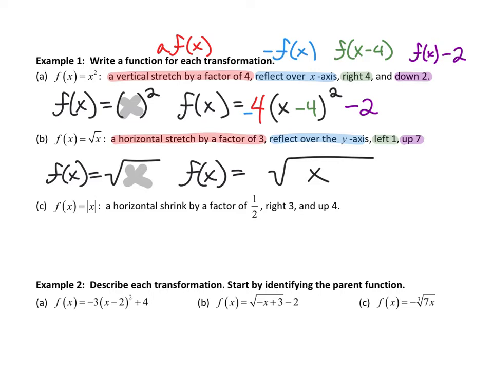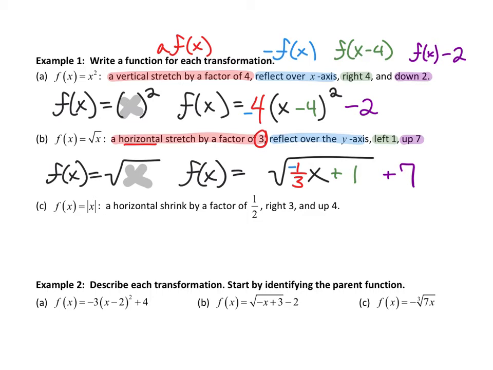Now, I want to horizontally stretch by a factor of 3. Remember, this is the reciprocal of the number you see in the formula. And horizontally means it goes inside. So I'm actually going to multiply by the reciprocal of 3, which is 1/3 on the inside. To reflect it over the y-axis by its formula means I'm going to multiply by negative 1 inside. By its formula, to move something to the left 1, that means I'm going to add on the inside. And by its formula, to move something up, I'm going to make sure I add 7 on the outside.